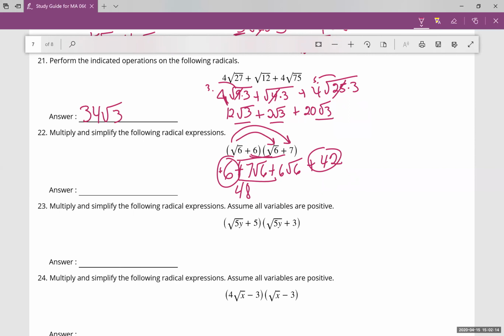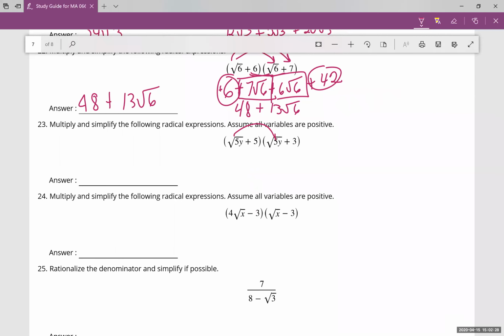Plus 7 and plus 6 is plus 13 square root 6, and that is the answer, 48 plus 13 square root 6. See, you guys got this. This isn't too bad, right? 23, let's FOIL some more.